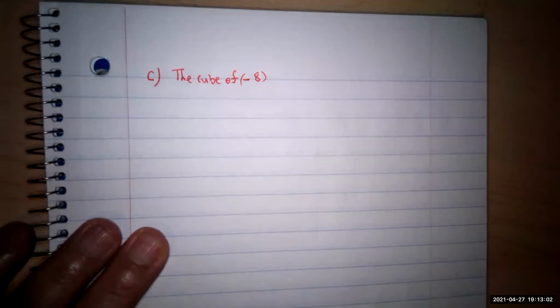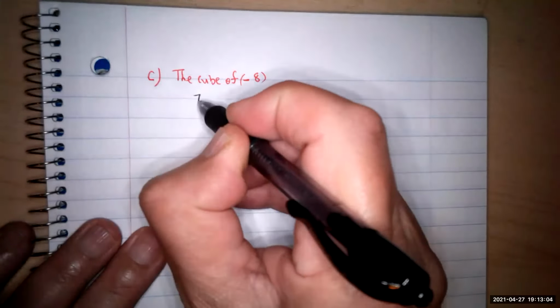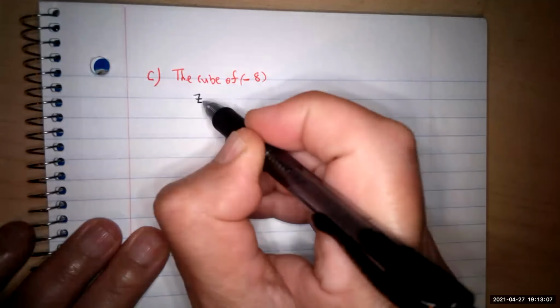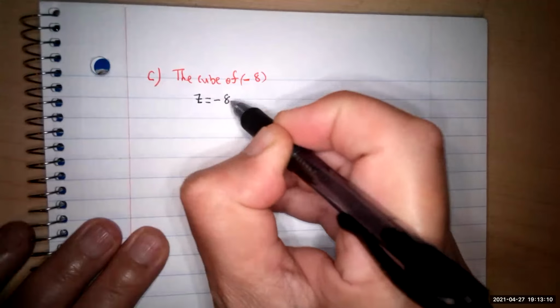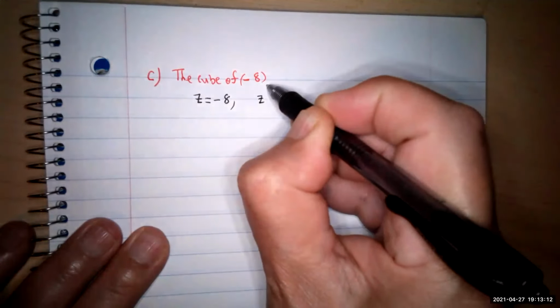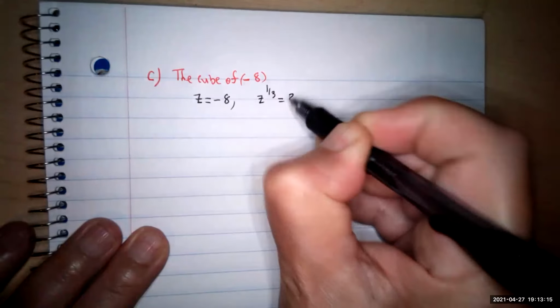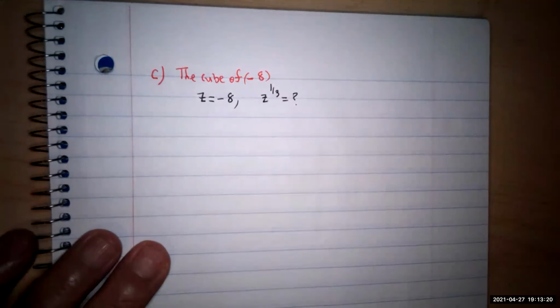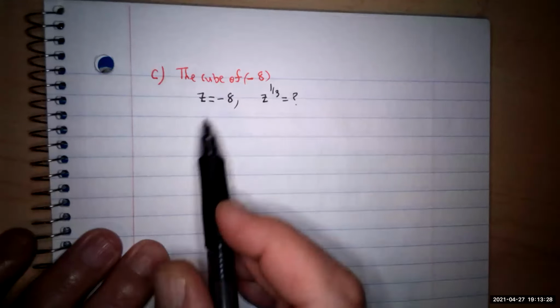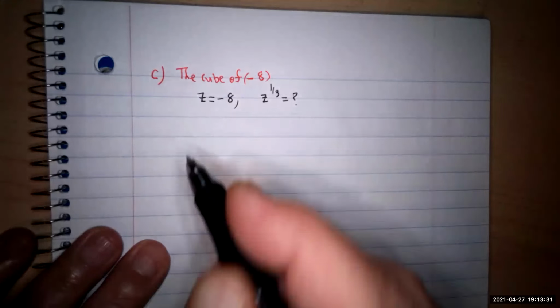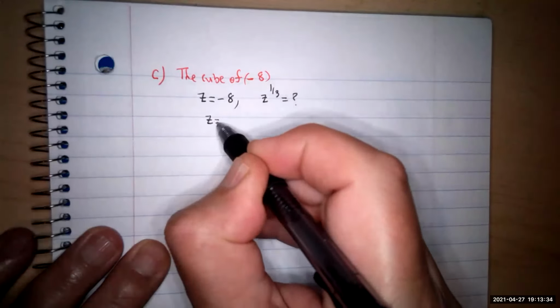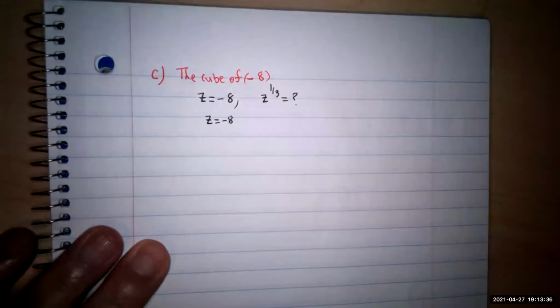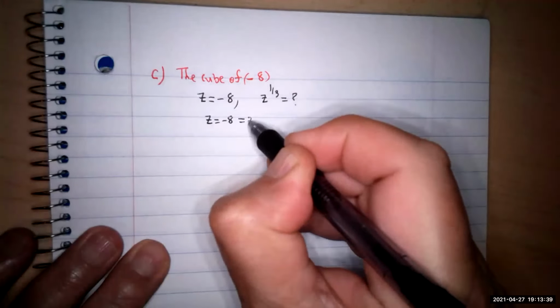So what we're going to do, we have to change it to the polar form. I'm going to call it z equal to -8. What I'm interested in is z to the 1/3. Z to the 1/3 is a complex number, so it's not going to be just -2. I must have 3 solutions. One of the solutions would be -2, but the other 2 would be complex. Now how are we going to find this? We change it into the polar form. We call -8 x plus iy.